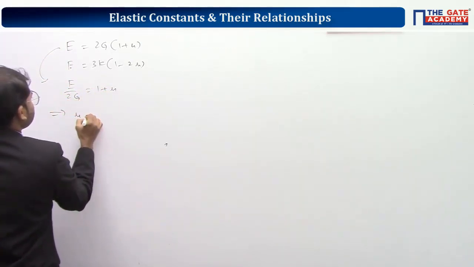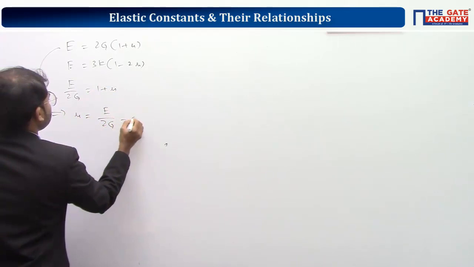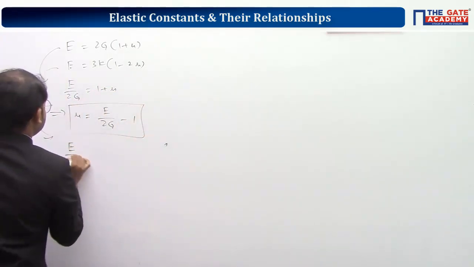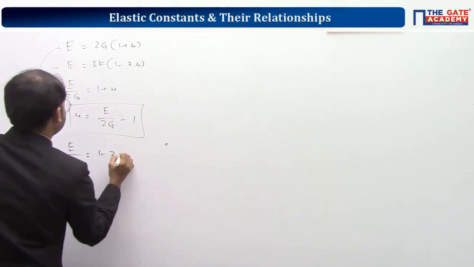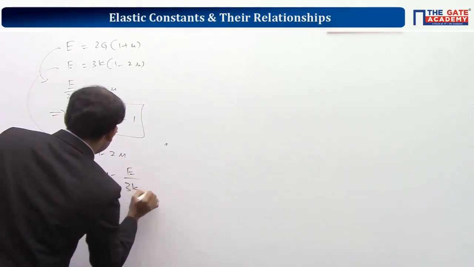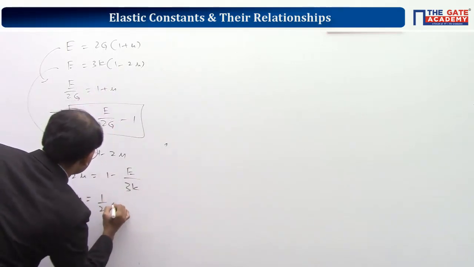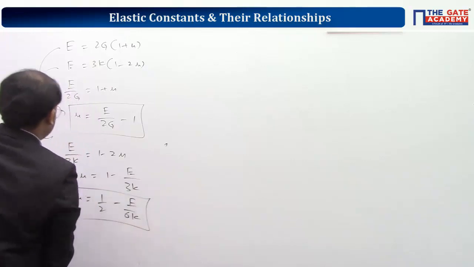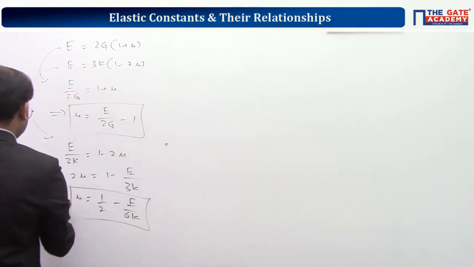This implies Poisson ratio is nothing but E by 2G minus 1. Now using this, we can say E by 3K is equal to 1 minus 2 mu. 2 mu is equal to 1 minus E by 3K. Poisson ratio is nothing but 1 by 2 minus E by 6K. Understood? So from this we got the value of Poisson ratio to be this one.